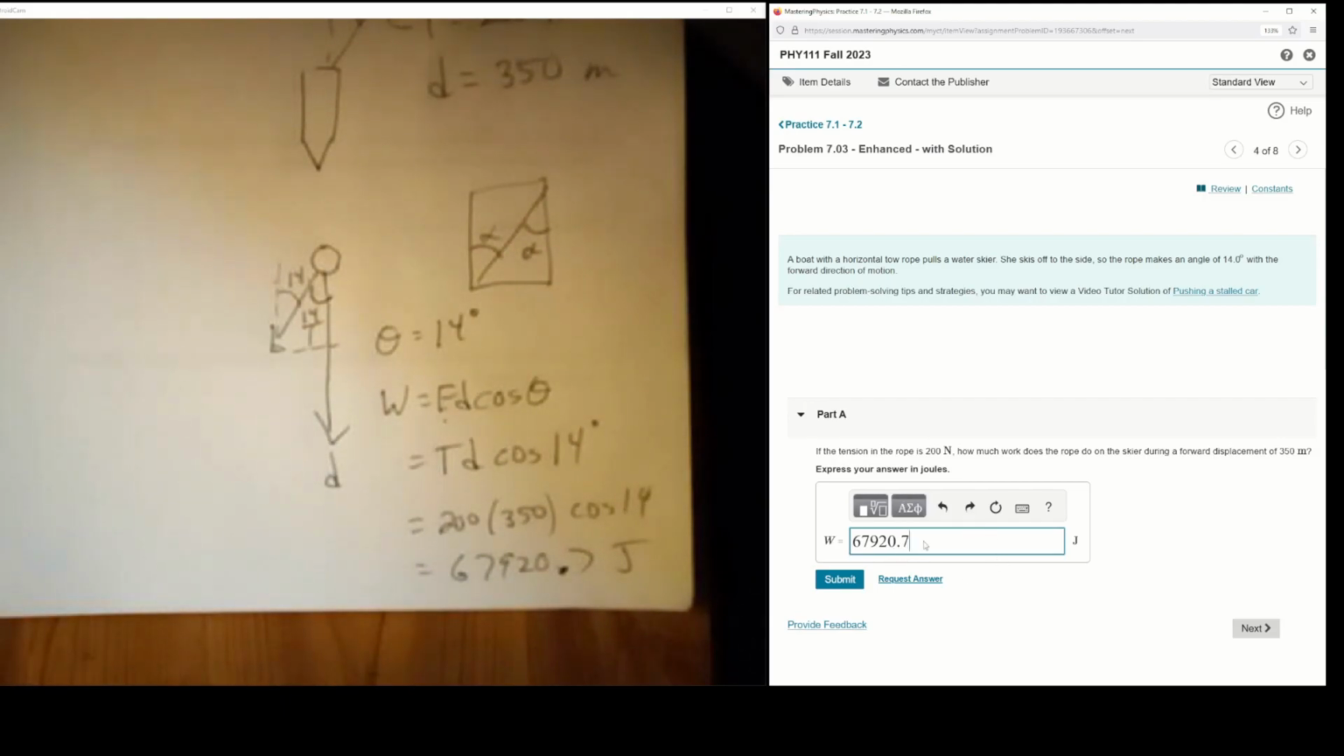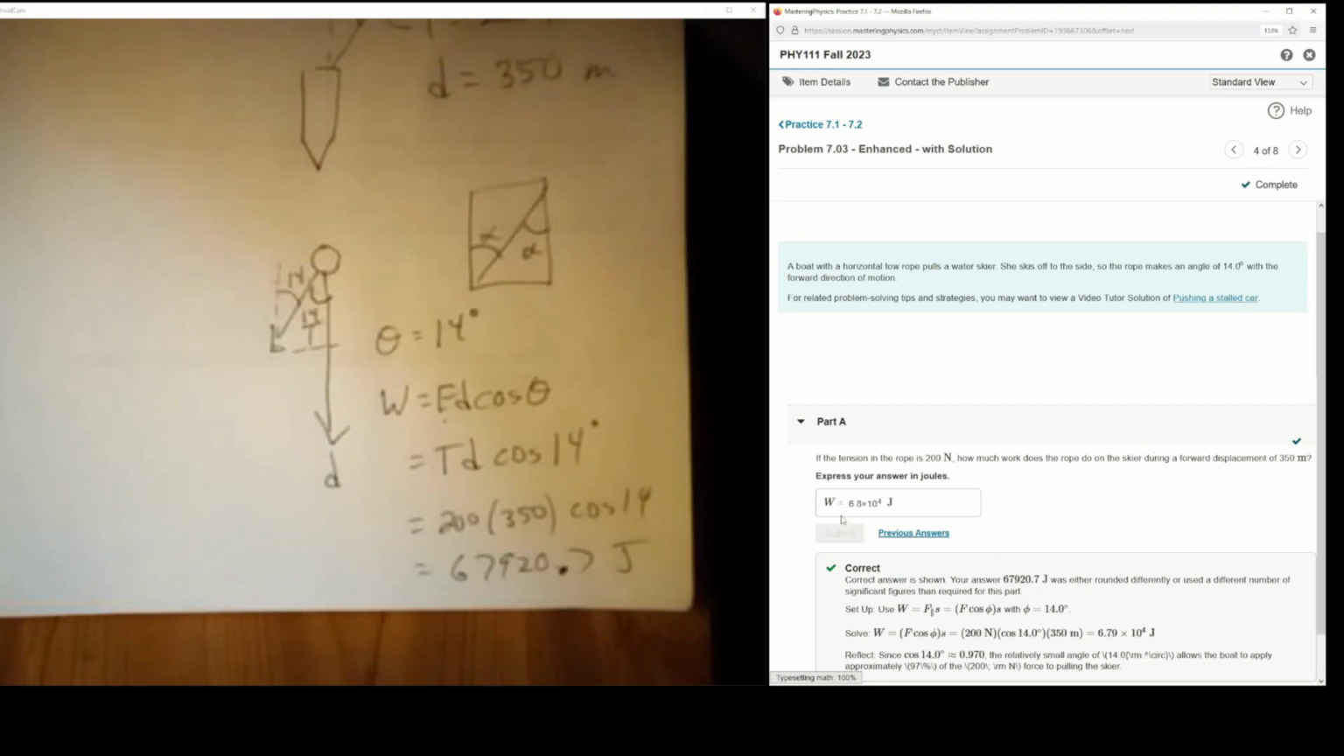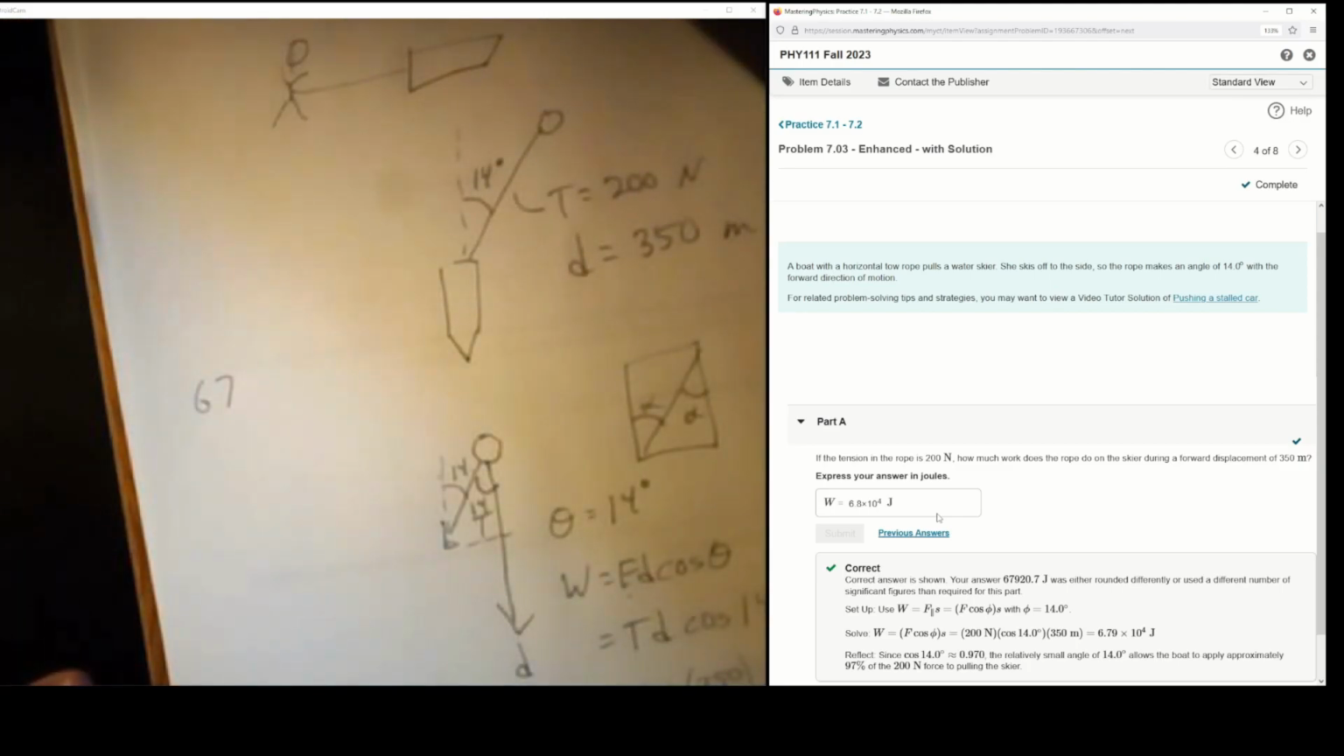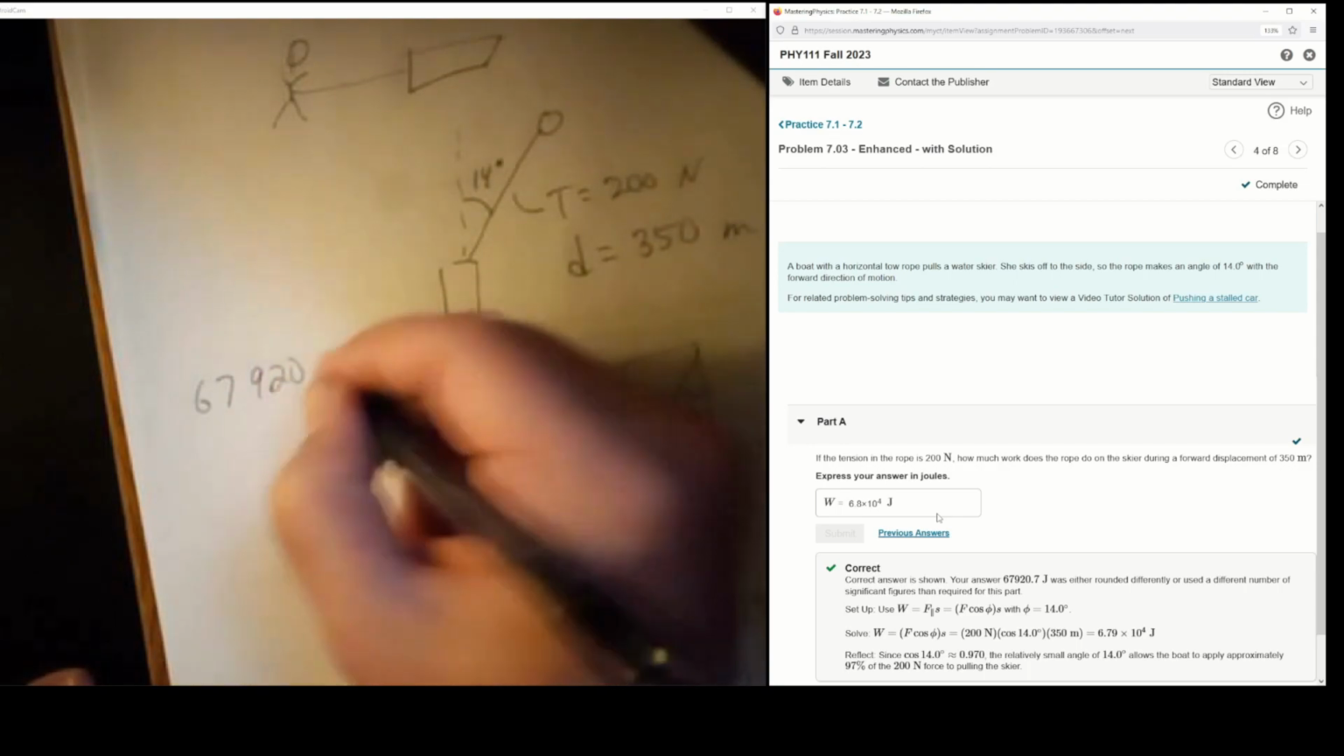And that's too many sig figs, so the programmer will probably round it, and it did. It rounded it to 6.8. So they are using scientific notation. Let me just take this number and write it up here where I got some room. So our number here being 67920.7.